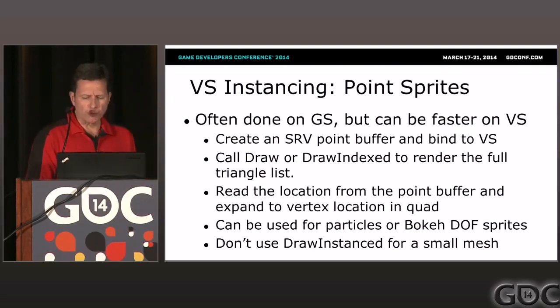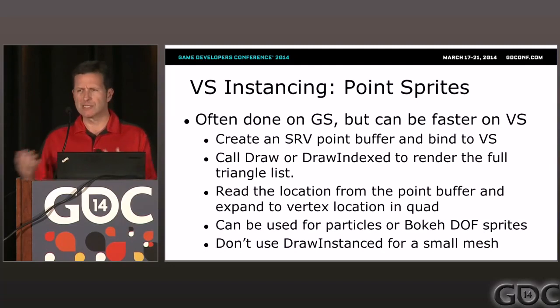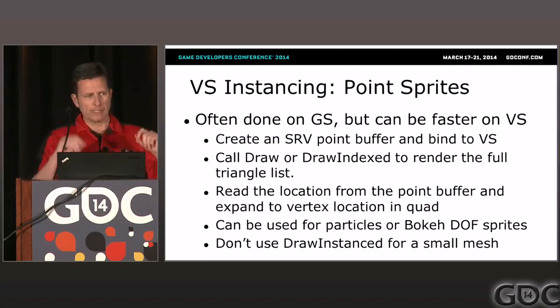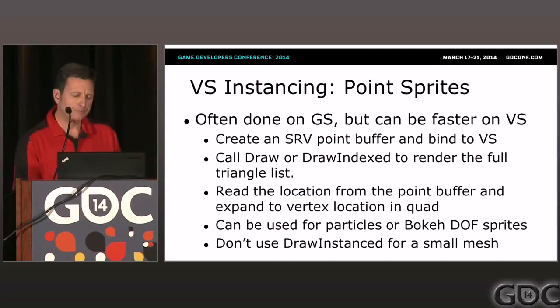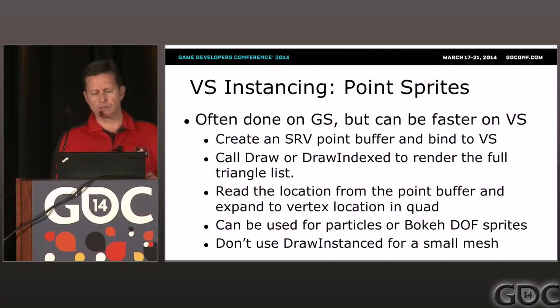One use for this would be for doing a particle system. Another one would be doing something like bokeh depth of field. If you've seen that, it takes the circle of confusion, the blurred area, and for each low-res pixel in there, expands it to a sprite, which gets rendered as a bokeh shape. Since you have a lot of pixels there to do that, it's a lot like just drawing a particle system, and you can use this same technique. Now, one thing we do recommend is don't use draw instanced for a small mesh. It's better to use draw or draw indexed.